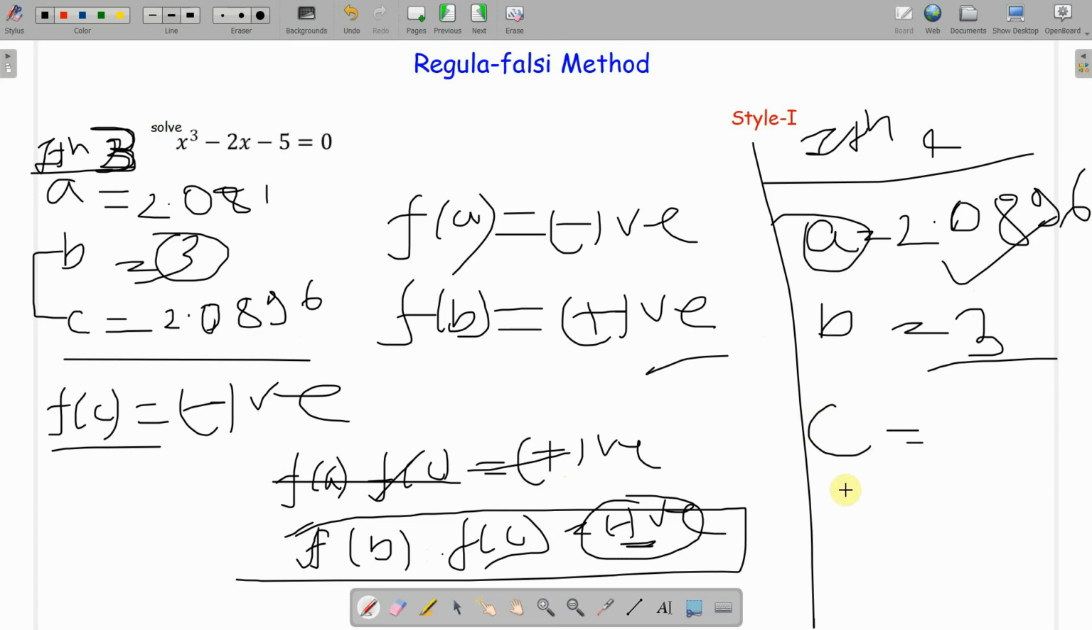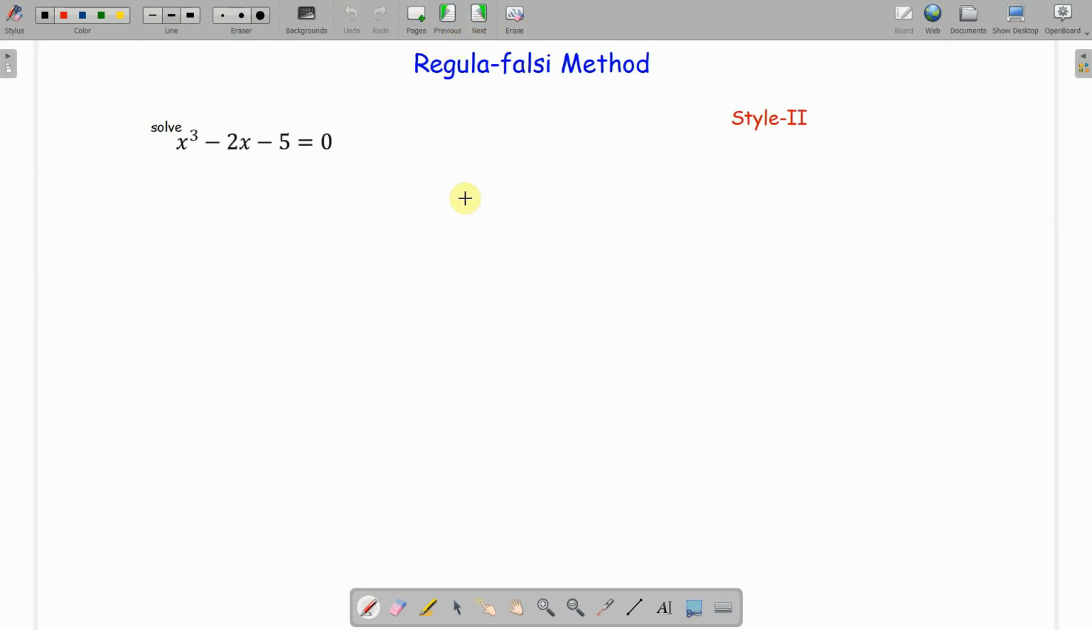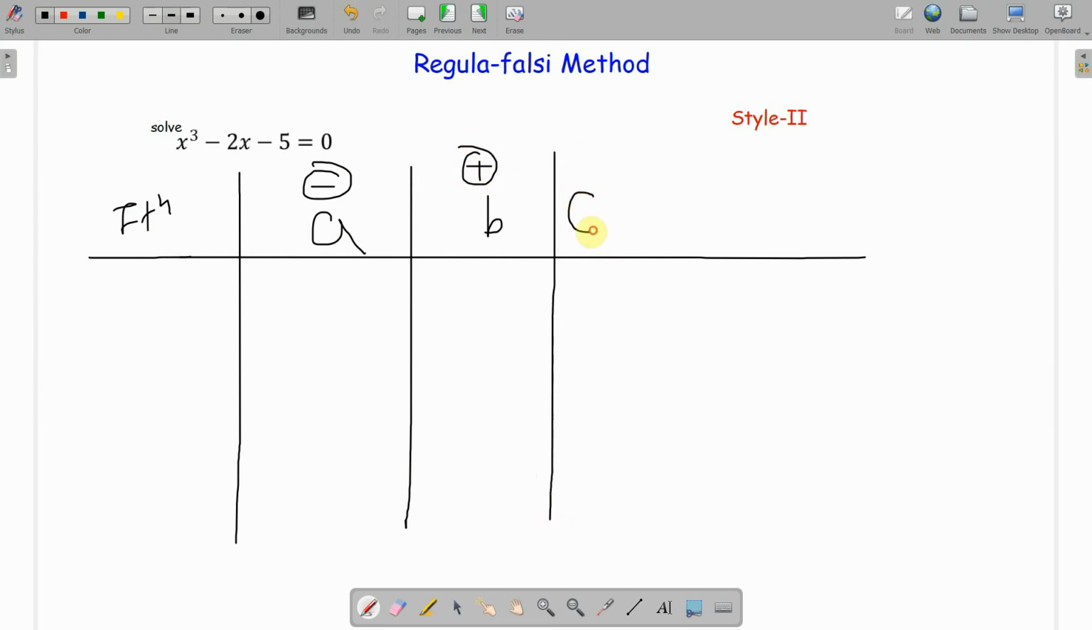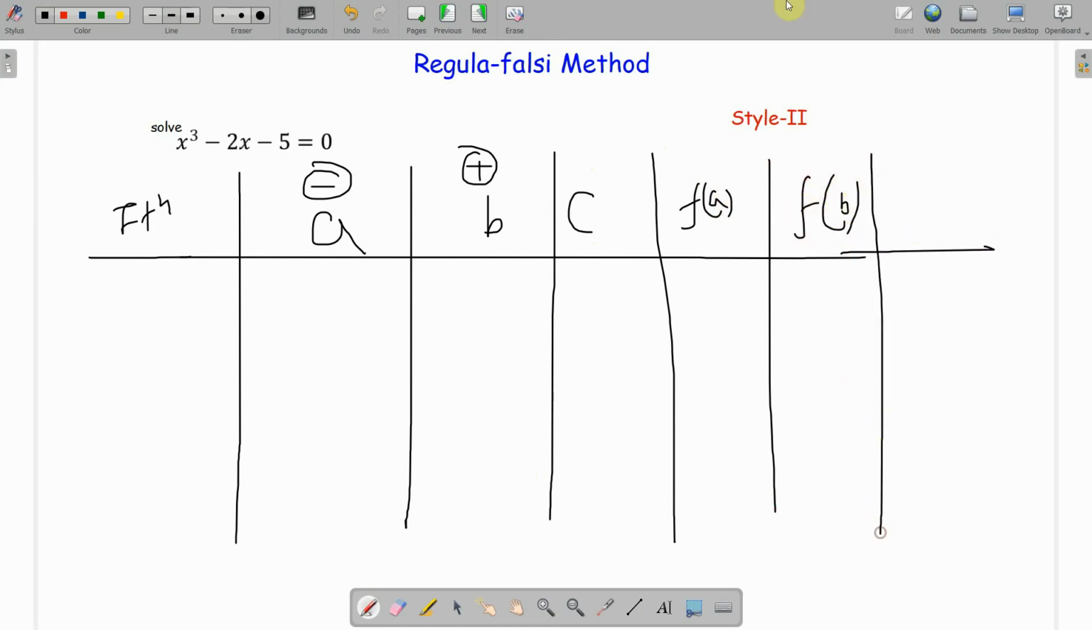Then from here you can calculate C. But before that you have to calculate FA and FB. Now let's do it in a proper way. Style 2. So what I will do for style 2, I'll make a table. Now you have to tell me the values. Be ready for that. Iteration, then your A value, I'll put a minus sign here, then you'll have the B value, I'll put a plus sign here, then from there I'll be having the C value, and FA, FB. Each and every time you have to calculate FA and FB, otherwise you won't get FC, and your remarks.